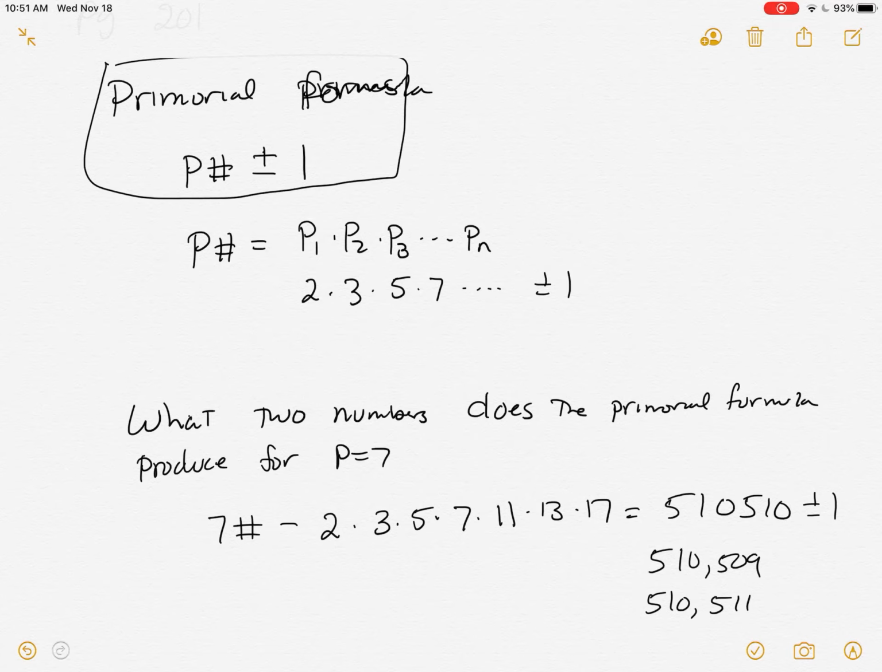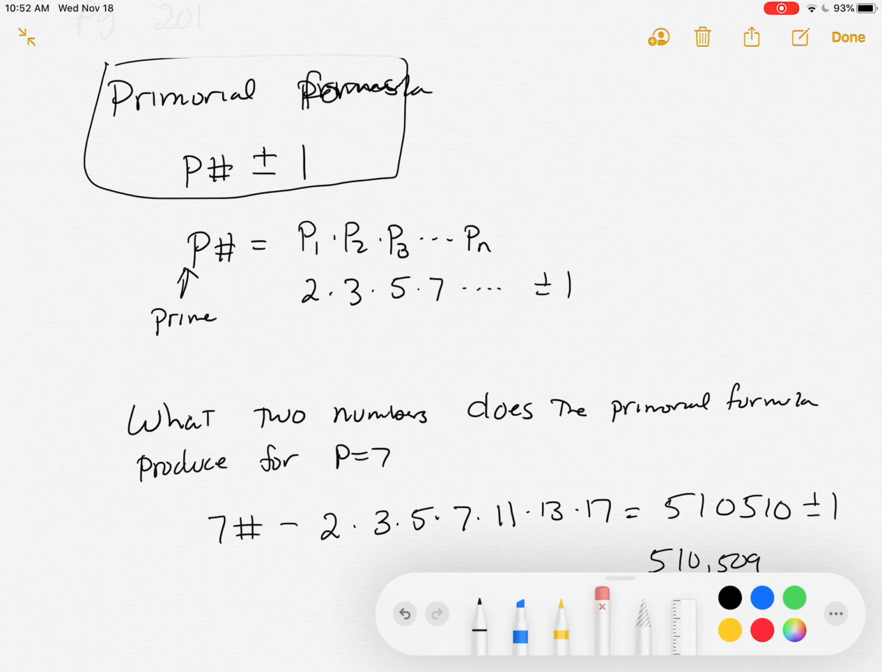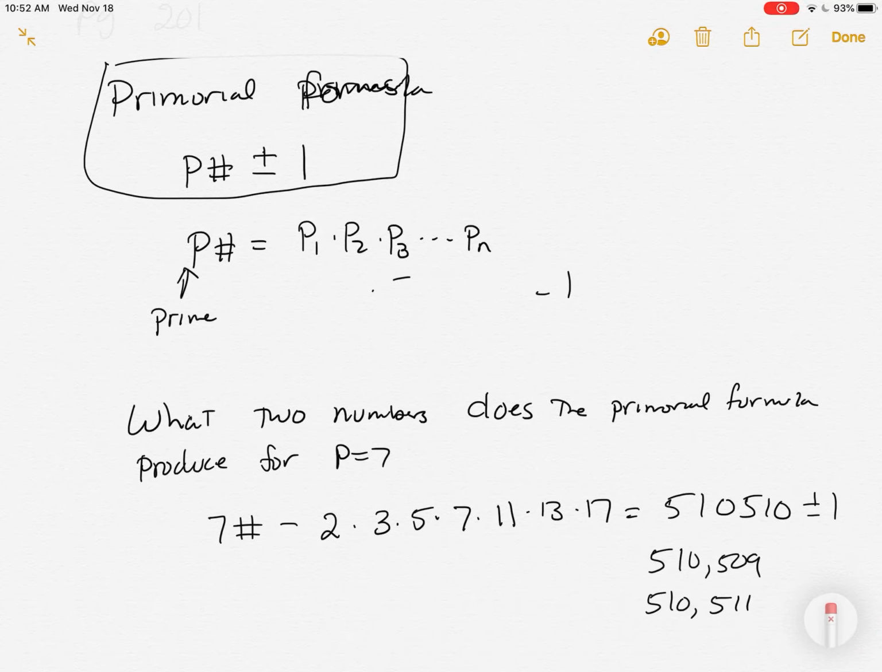Oh, I'm misreading this. Okay. The first n primes plus 1. So this is not correct. When they say p hashtag, this p is a prime number. So I was wondering why, when I went to enter it in, it's not anywhere close to what they're giving me as options. So I misdefined this for you, and I'm sorry about that. Maybe this is a good thing.